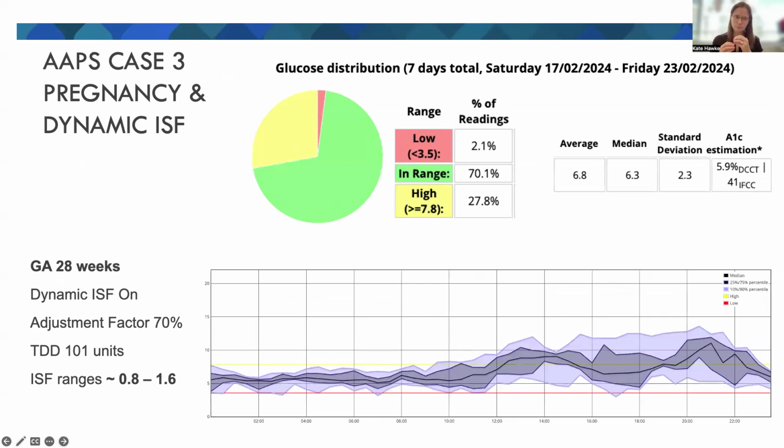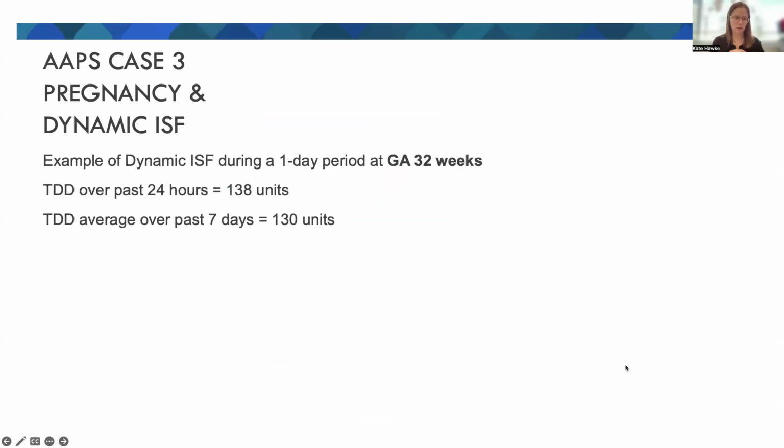As we keep pushing along, we've pushed our dynamic ISF adjustment factor to 70%. At this point, our ISF is able to sit anywhere between about 0.8 and 1.6 typically, so that it's able to push stronger when we need it to, to that 0.8 when we're high. Of course, throughout this whole time, other titrations to regular settings were made.